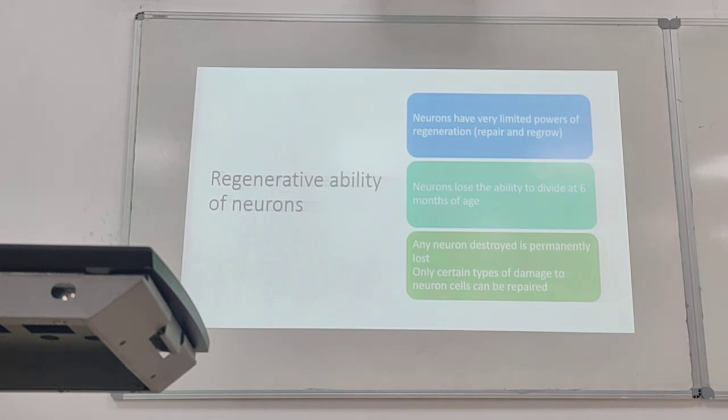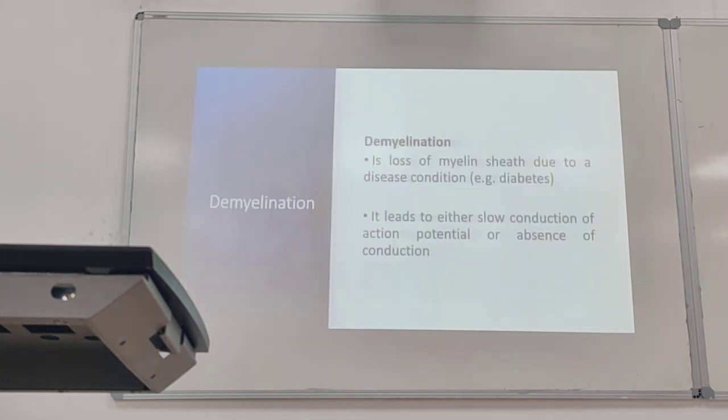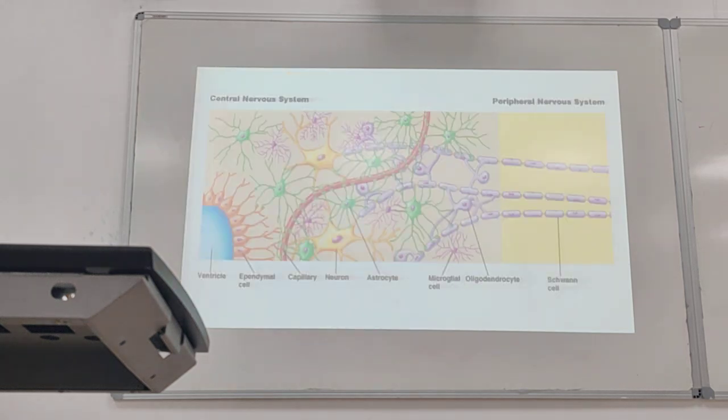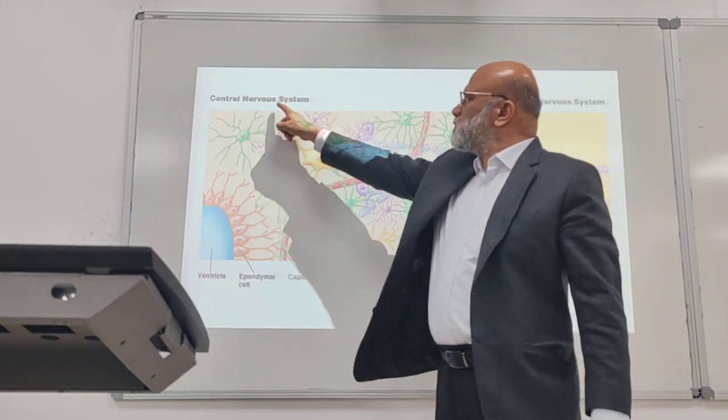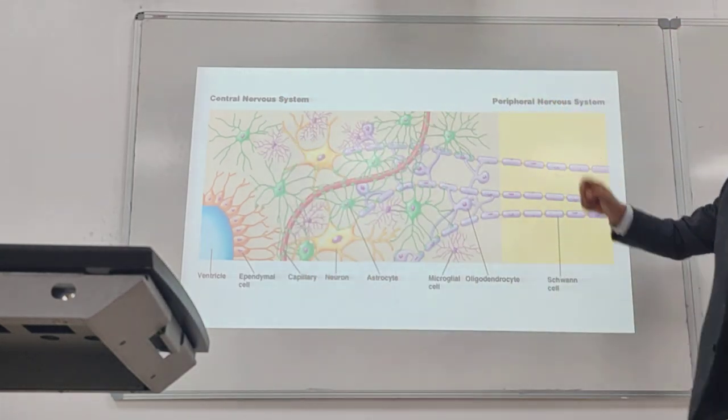Please look at me, no problem, you have seen it many times. In the central nervous system, you cannot repair. In the peripheral nervous system, there is some chance of repair. I go back. Can you repair this? What is this? Is it central? No. Yes.